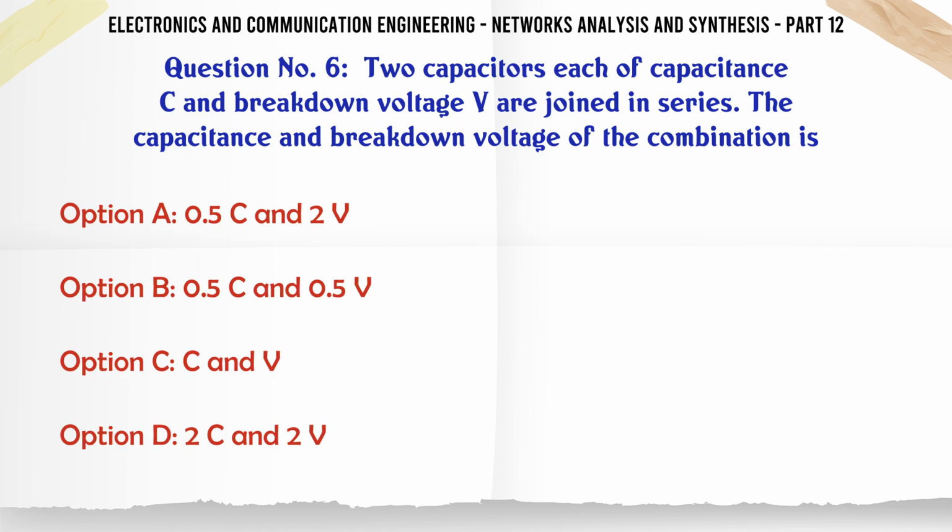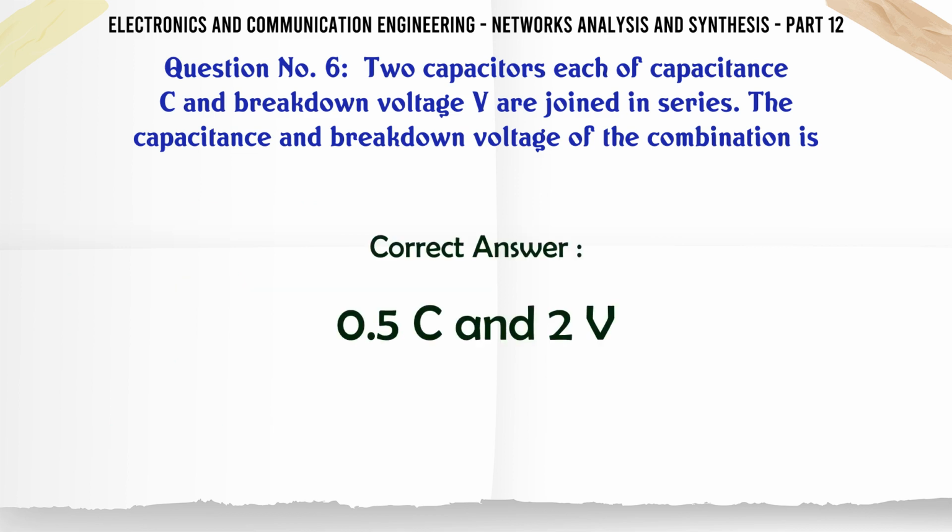Two capacitors each of capacitance C and breakdown voltage V are joined in series. The capacitance and breakdown voltage of the combination is: A, 0.5 C and 2 V; B, 0.5 C and 0.5 V; C, C and V; D, 2 C and 2 V. The correct answer is 0.5 C and 2 V.